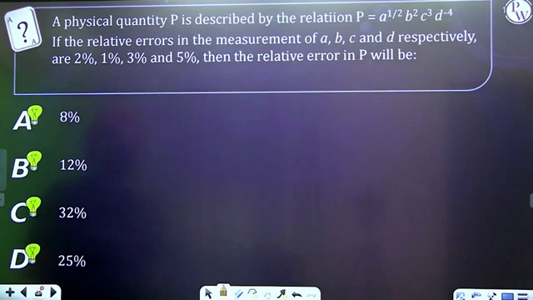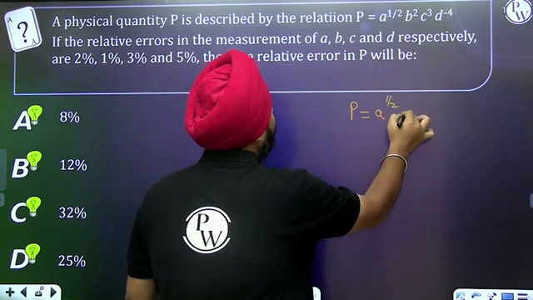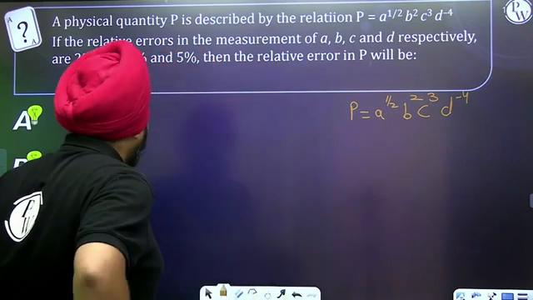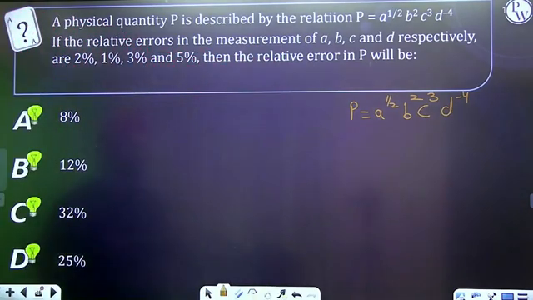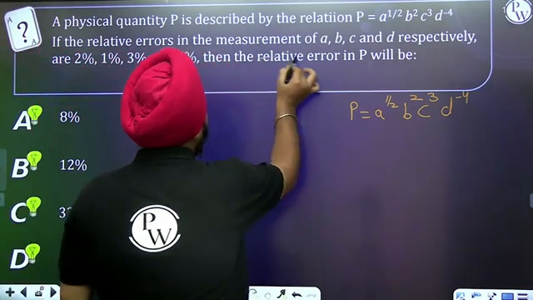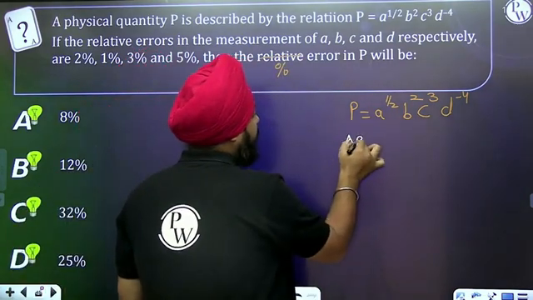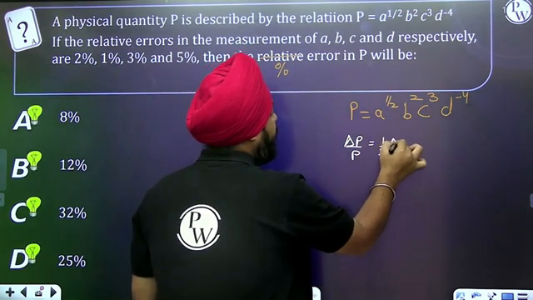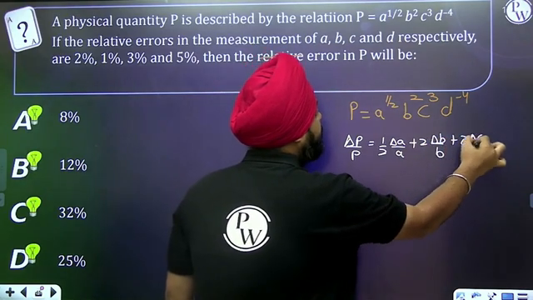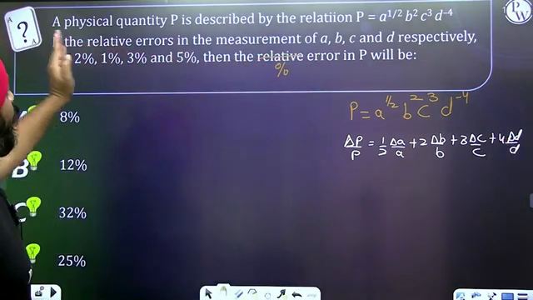The physical quantity is described by the relation P equals A to the power half, B to the power 2, C to the power 3, D to the power minus 4. If the relative errors in the measurement of A, B, C, D are 2, 1, 3, 5, the relative error in P will be what? Actually here it should be percentage error. Percentage error in P is equal to half delta A by A plus 2 delta B by B plus 3 delta C by C plus 4 delta D by D. 2, 1, 3, 5.